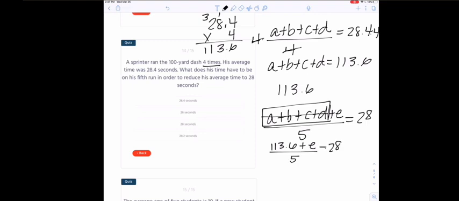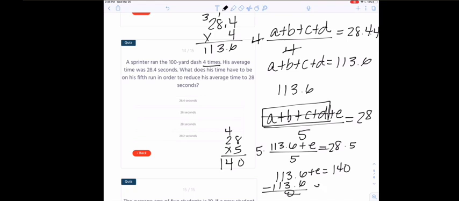Okay. So now I want to solve for E, and I want to get rid of this 5. Because it's divided, I'm going to multiply to get rid of it. So 28 times 5, 5 times 8 is 40, so put a 0, carry the 4. 5 times 2 is 10, plus 4 is 14. So 113.6 plus E is equal to 140. So now I'm going to subtract 113.6 to get E by itself.